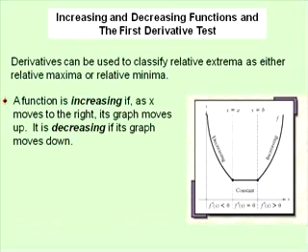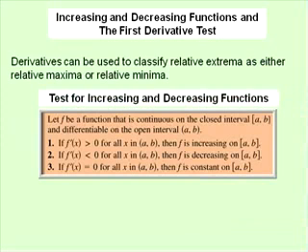A function is increasing if, as x moves to the right, its graph moves up. It is decreasing if its graph moves down. Our test for increasing and decreasing functions is going to involve the first derivative. Let f be a function that is continuous on the closed interval from a to b and differentiable on the open interval from a to b.